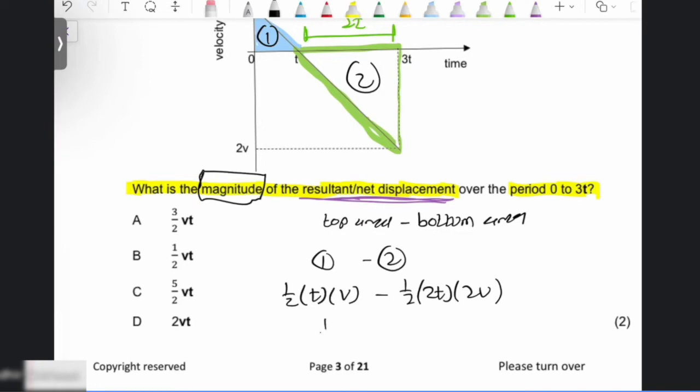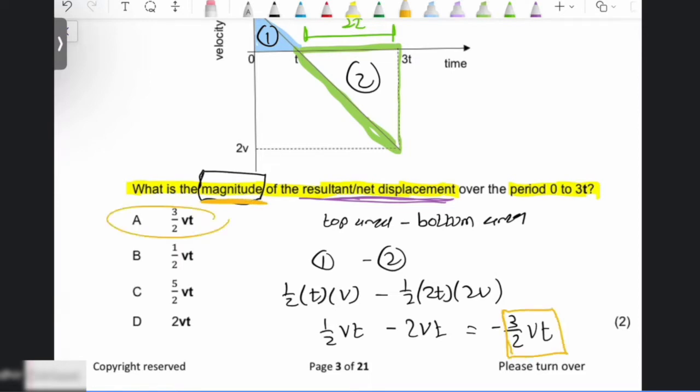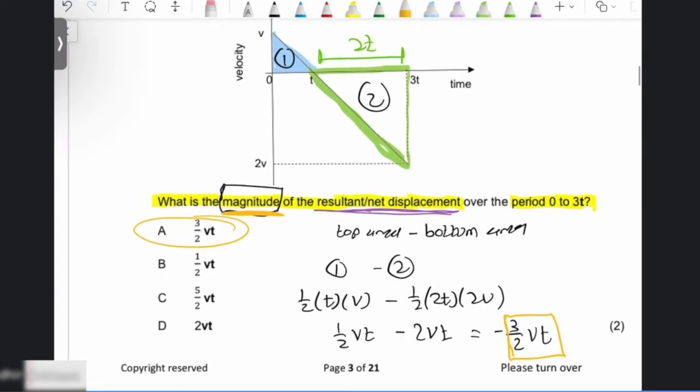So that's going to be a half vt, minus 2vt, which is actually just equal to minus 3 over 2 vt. But remember, because they're asking for simply magnitude, here we just have to give it as that. Magnitude is just value. So it's 3 over 2 vt. That's very important to understand, guys. When they ask for magnitude, it is just the value.